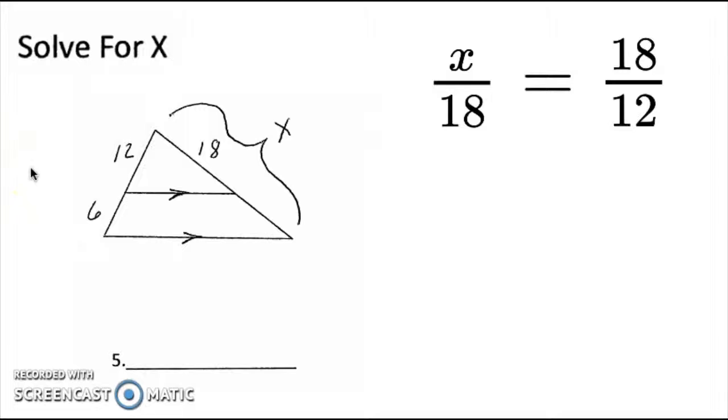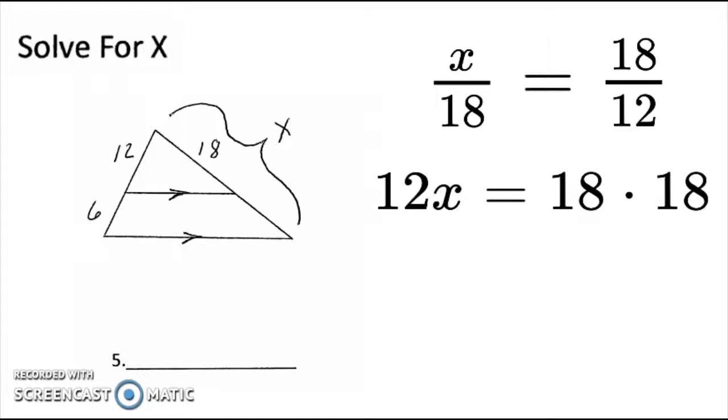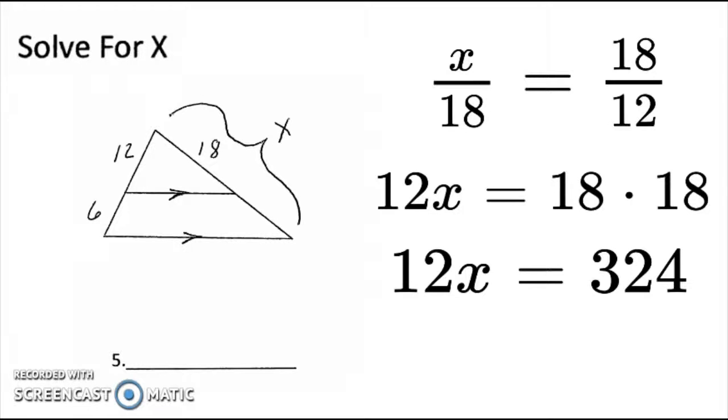Cross multiply, I'll have 12x equals 18 times 18, which is 324. Divide both sides by 12, and I'll have x is 27 for number 5.